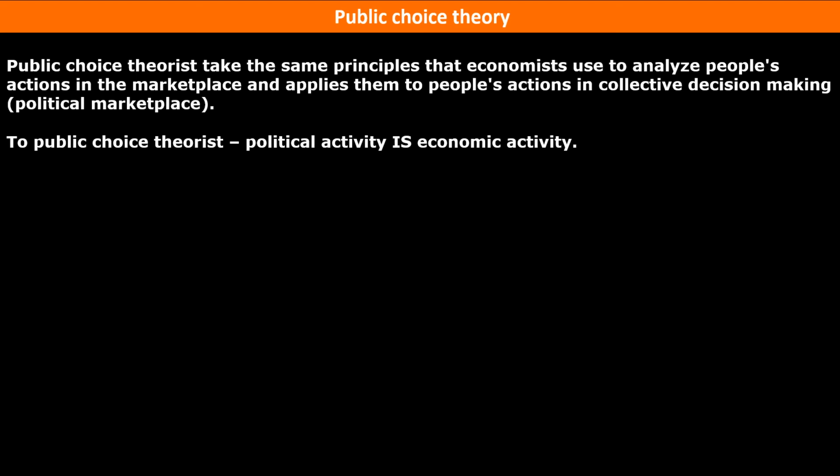And we should be looking at the costs and benefits of a political decision, the incentives of politicians or voters, the self-interest. Take a look at black markets, market inefficiencies that we see in markets, and we can also apply them to government as well.